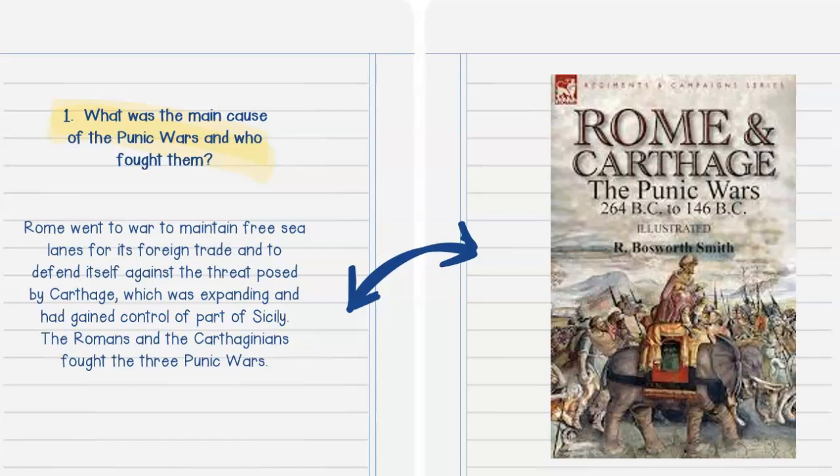Question number 1, if you look on page 314, it's kind of hidden there, right under the read instructions. What was the main cause of the Punic Wars and who fought them? Rome went to war to maintain free sea lanes for its foreign trade and to defend itself against the threat posed by Carthage, which was expanding and had gained control of part of Sicily. The Romans and the Carthaginians fought 3 Punic Wars. And foreign trade is trade with other countries or other areas.